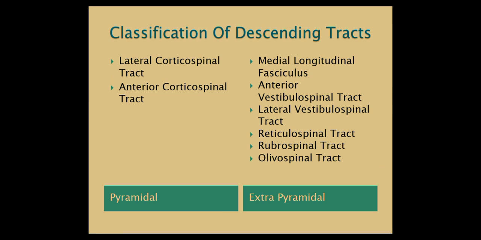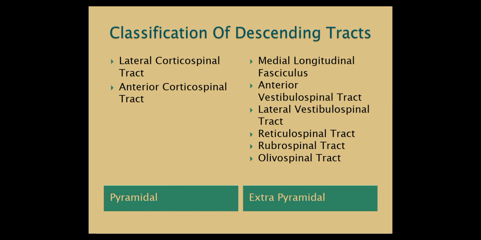Now you see the classification of the descending tract. The descending tract is basically categorized into two forms: one is the pyramidal tract and the second is the extrapyramidal tract. The pyramidal tract is again subdivided into the lateral corticospinal tract and the anterior corticospinal tract.